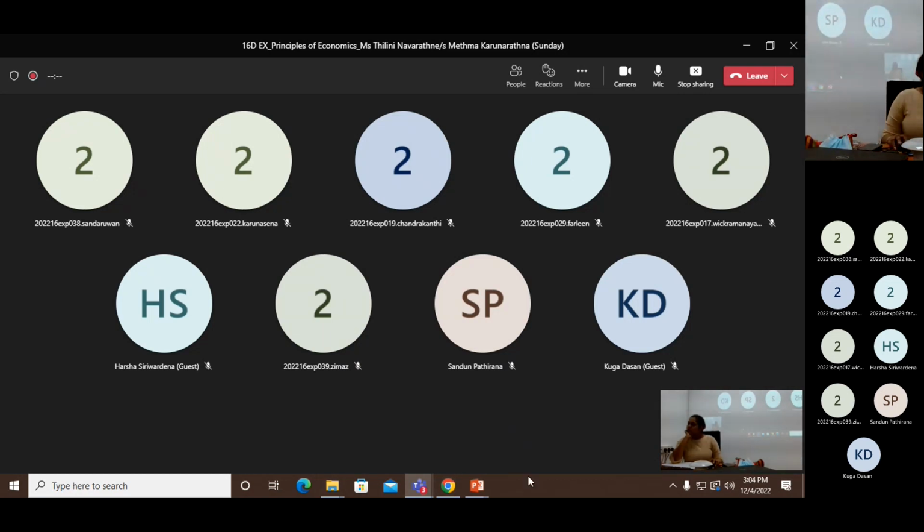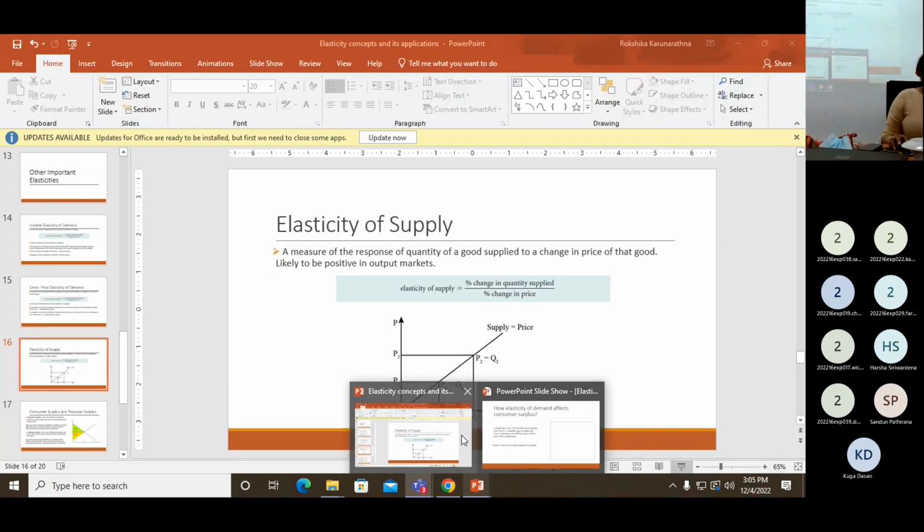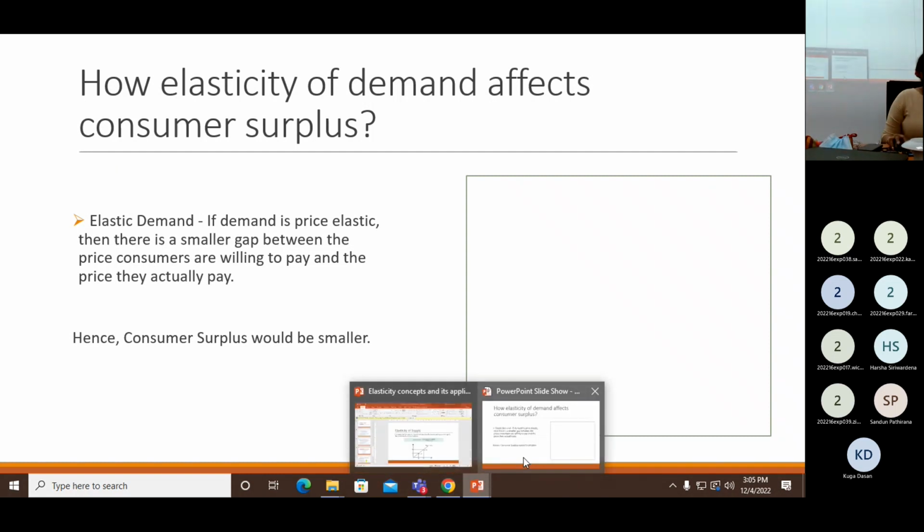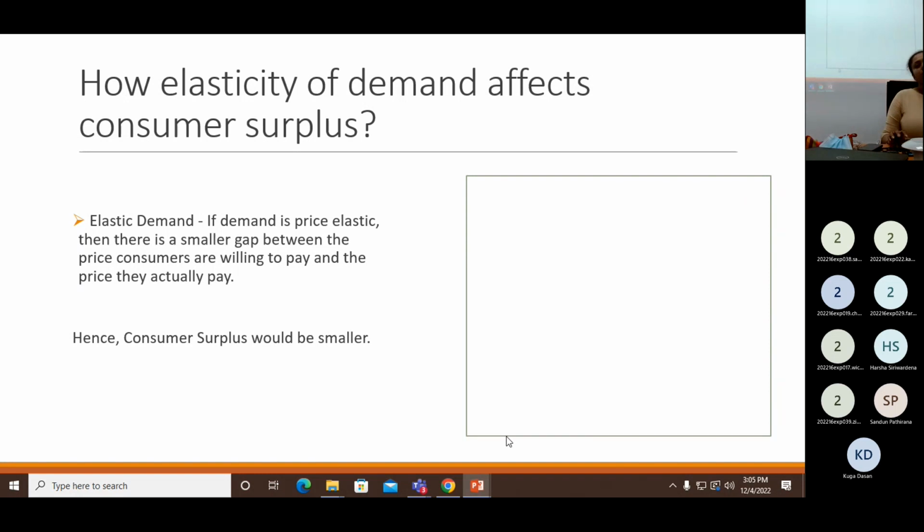Students joining from the online platform, also draw it, okay? Draw and see how the consumer surplus will be when there's an elastic demand curve. Those who are done drawing can raise your hand, okay?